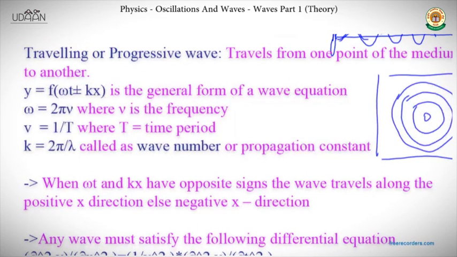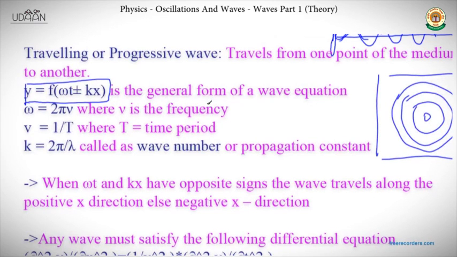We have seen conceptually what waves are, but how do we represent them mathematically? This is where we translate from a qualitative to a quantitative topic. So this is the most general form of a wave equation: y is equal to f of omega t plus or minus kx. It has to be a function of both time and position, because different particles at different positions move at different points, and obviously it's a function of time. So this is the most general form of the wave.